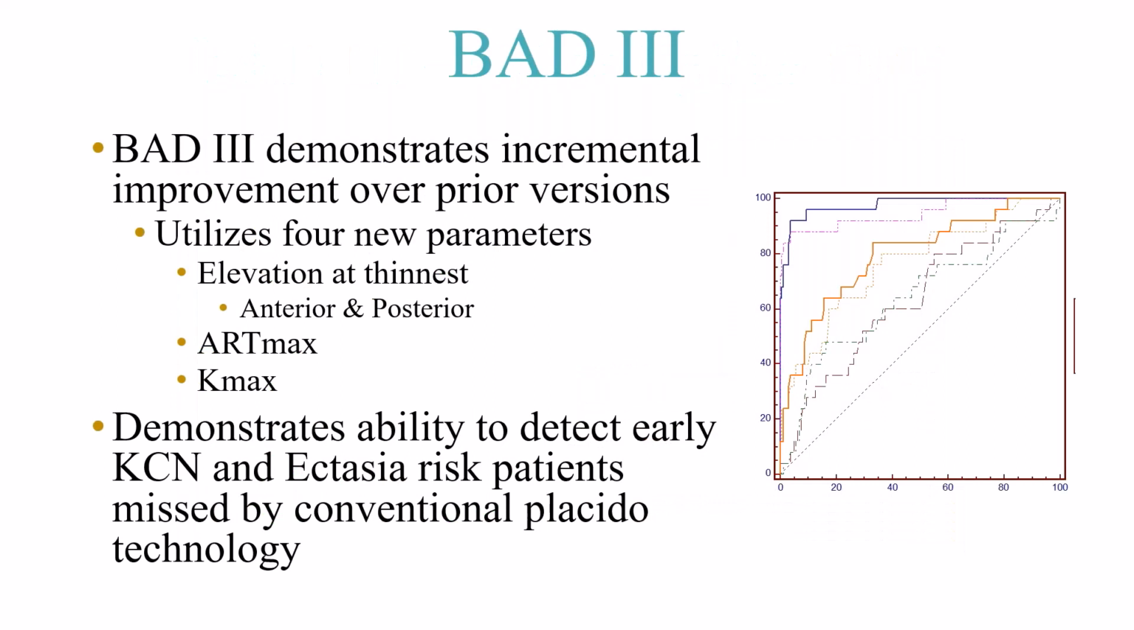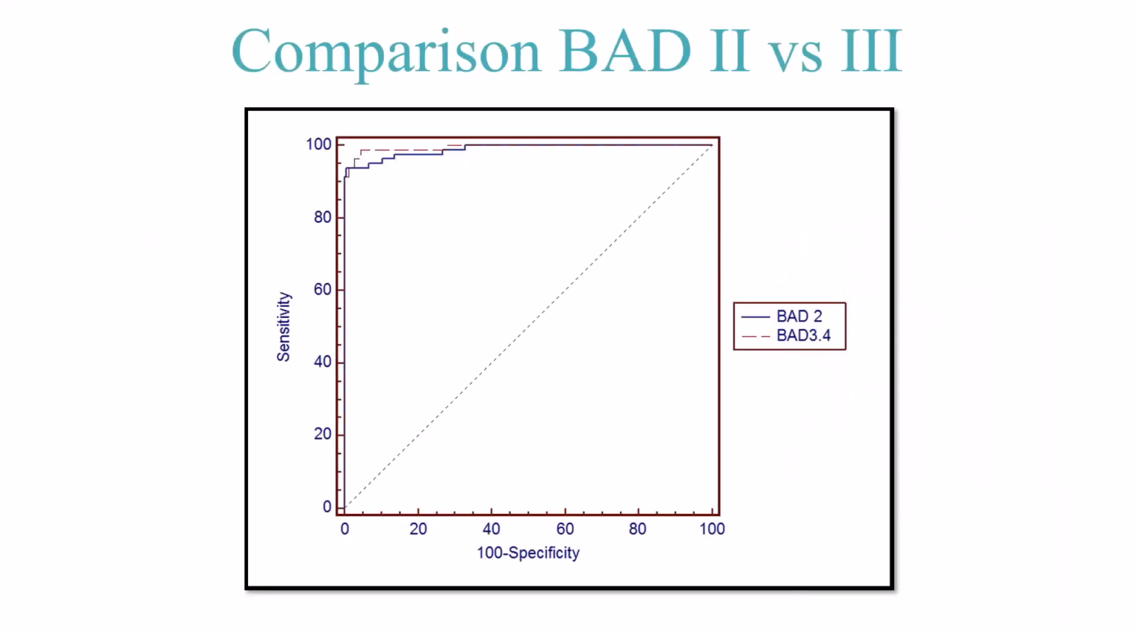So the BAD 3 demonstrated incremental improvement over prior versions. And for those of you who are familiar with AUROC curves, it went from this dotted to the blue, which actually is very significant. It utilized 4 new parameters: elevation at thinnest, anterior and posterior, ART max, and Kmax. And not just the BAD 3, all the BADs demonstrate the ability to detect early keratoconus and ectasia risk in patients that otherwise would be missed by conventional placido technology.